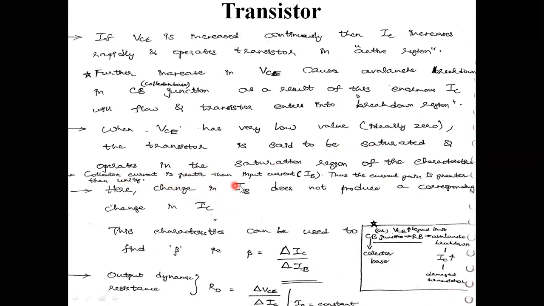Here collector current is greater than input current. Collector current, the output current, is greater than input current IB. Thus the current gain is greater than unity.